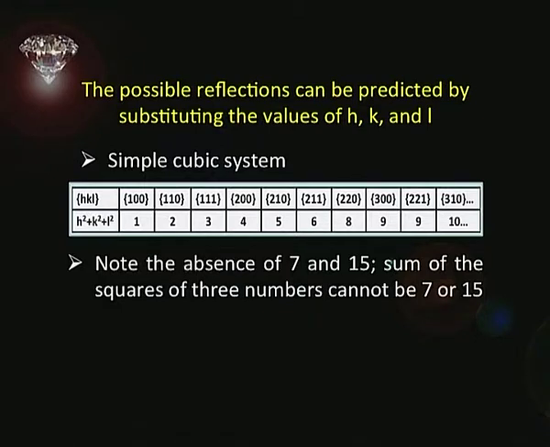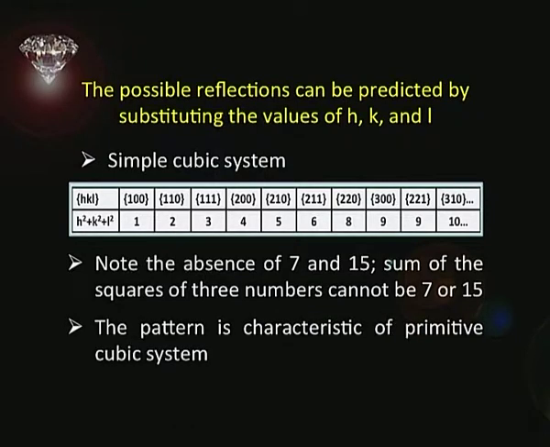This has a very important implication, that is this kind of a pattern. That means, if I have a simple cubic system and I take a diffraction pattern, the values of h, k, l which I am going to have, the squares of that can have only these possible combinations. That means, it is a characteristic of the primitive cubic system or the simple cubic system.